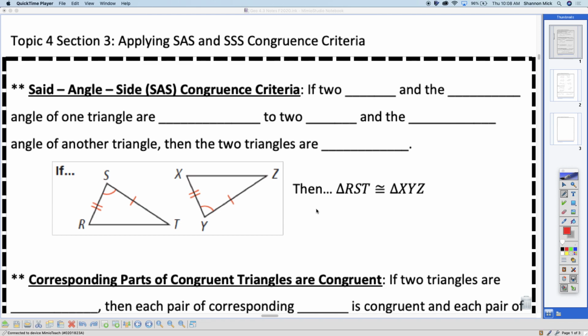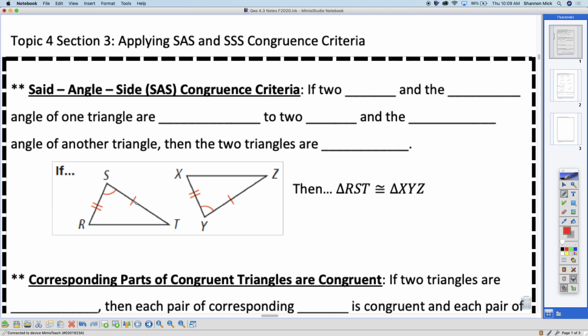Today we're going to talk about SAS and SSS congruency criteria. So the first one we have is side angle side, so it is SAS. SAS stands for side angle side. And when I say it, it is side angle side as I go around a triangle. It is not side side angle. So here's my picture. Every time you do one of these problems, you need to put your pencil at some point and go around the triangle. Does that make sense?